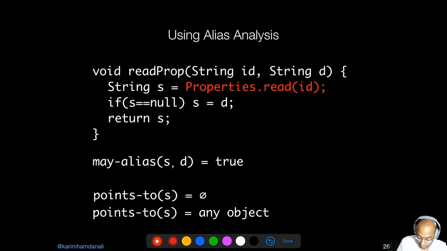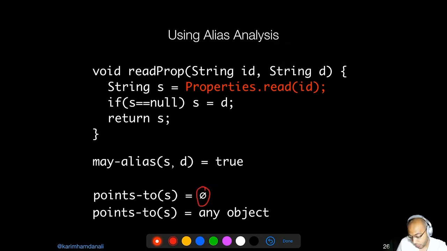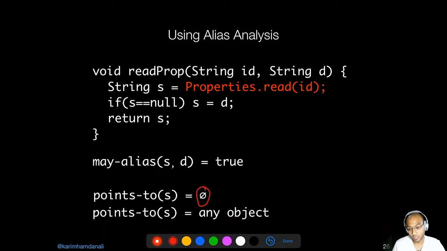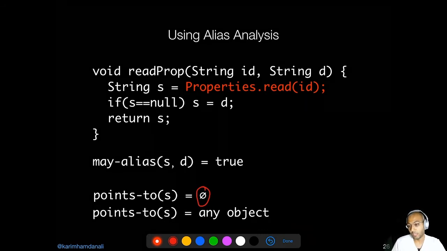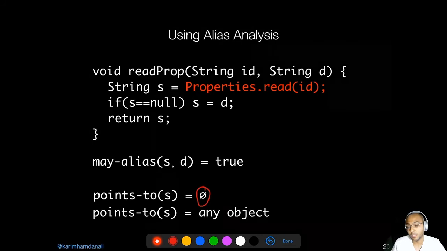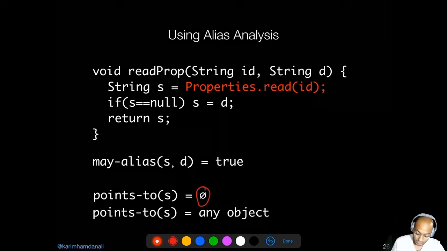Because I can either say, well, this is going to be part of a library that I can't analyze, so I'm just going to say it's going to be empty. I don't know what it's doing, so I'm just going to go to one extreme and say it's going to be empty. Or I'm going to go to the other extreme and say it's going to be any object.